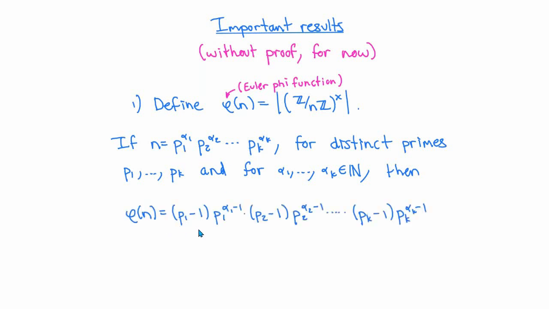Well, if you can factor n as a product of distinct prime powers, then there's a nice formula for phi of n. Let's suppose that n is p1^α1 times p2^α2 through pk^αk, where p1 to pk are distinct primes, and the αi's are natural numbers. Then the Euler phi function of n is given by the formula (p1 − 1) p1^(α1 − 1) through (pk − 1) pk^(αk − 1). This is kind of a long formula, so I prefer to write it in product form as the product from i equals 1 to k of (pi − 1) pi^(αi − 1).